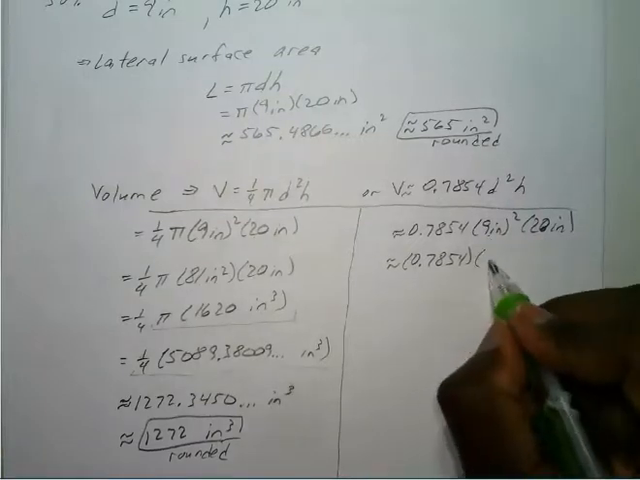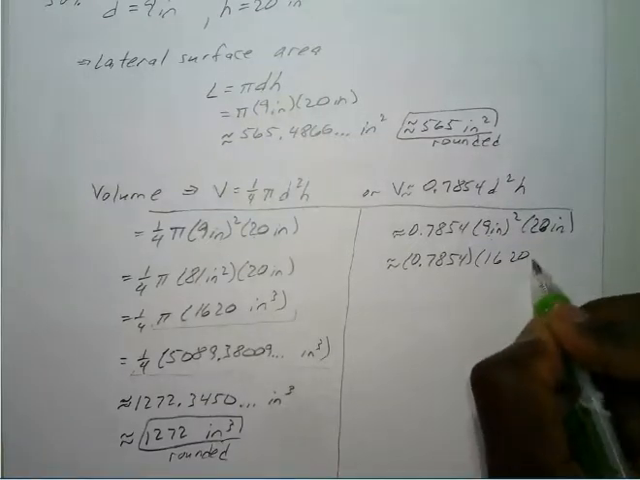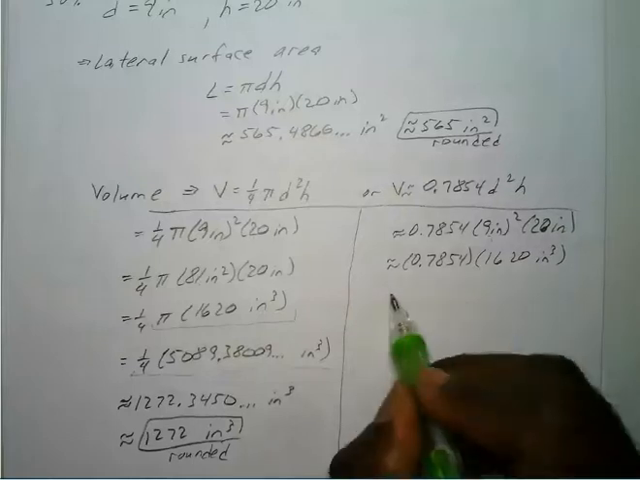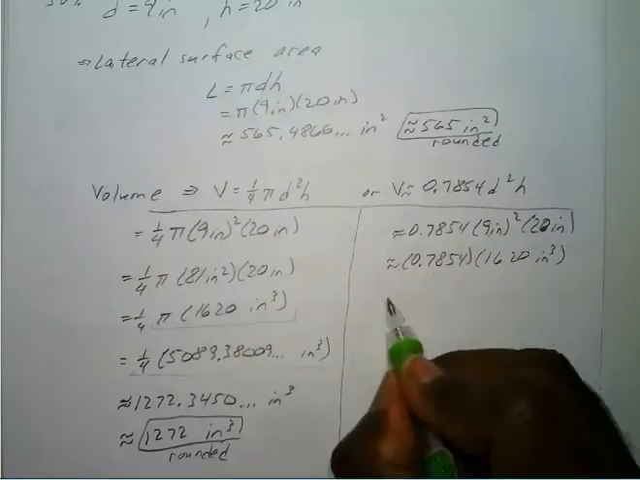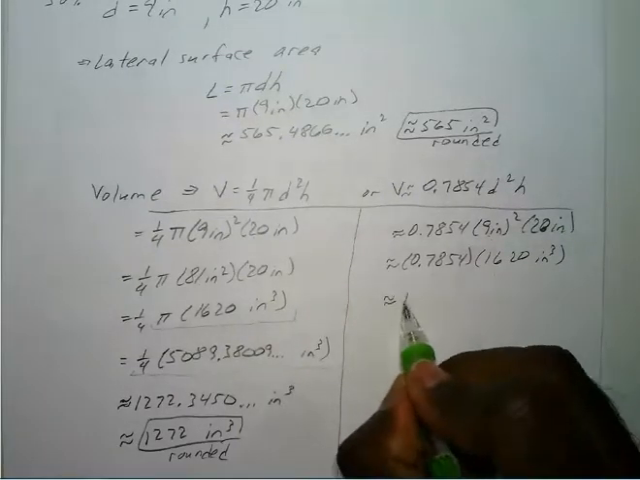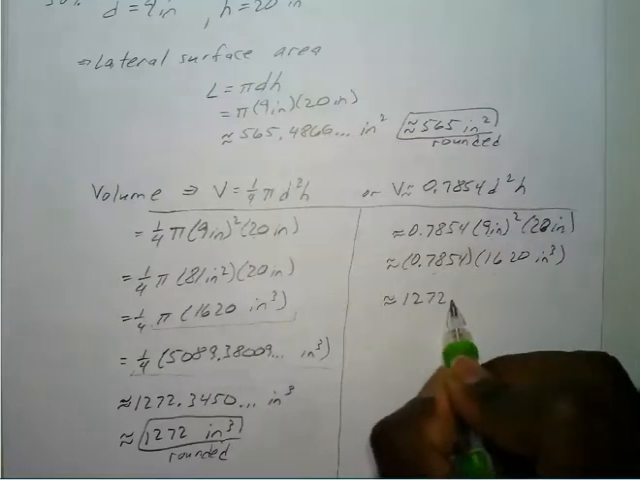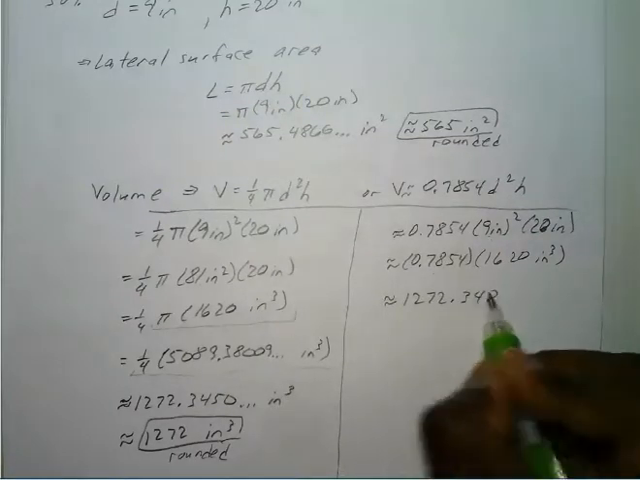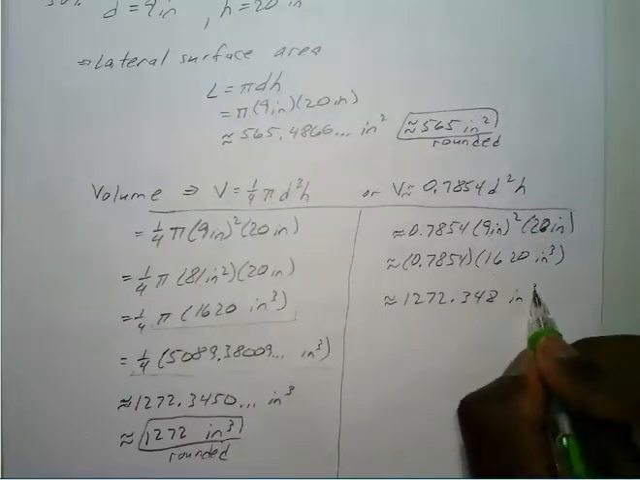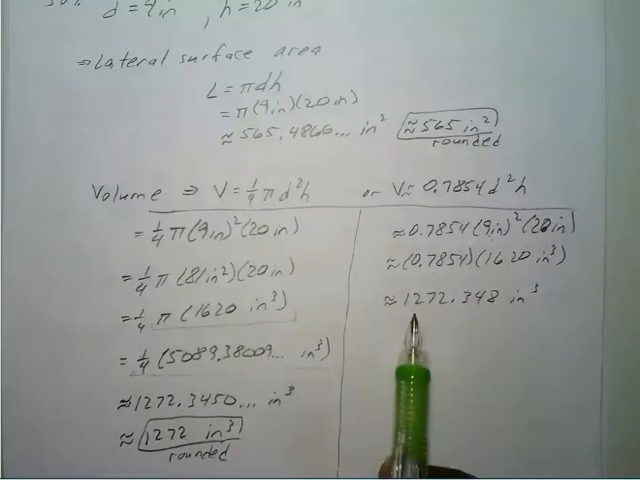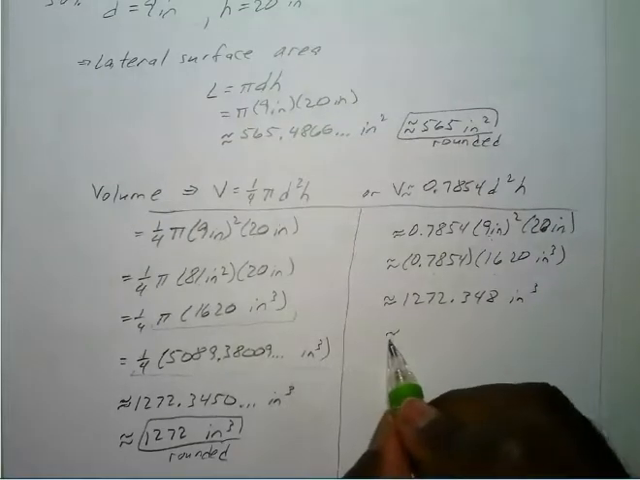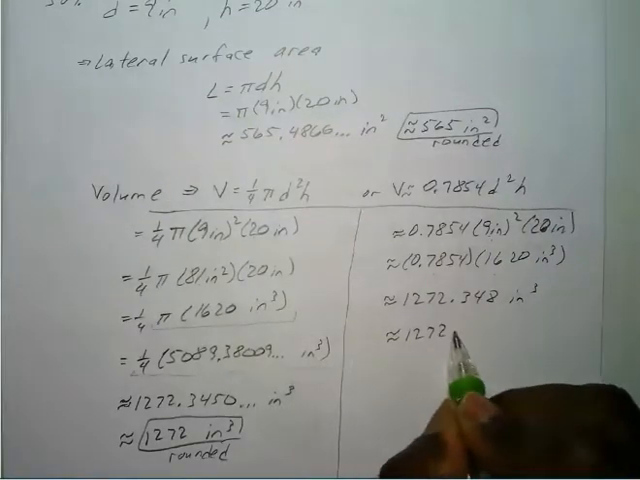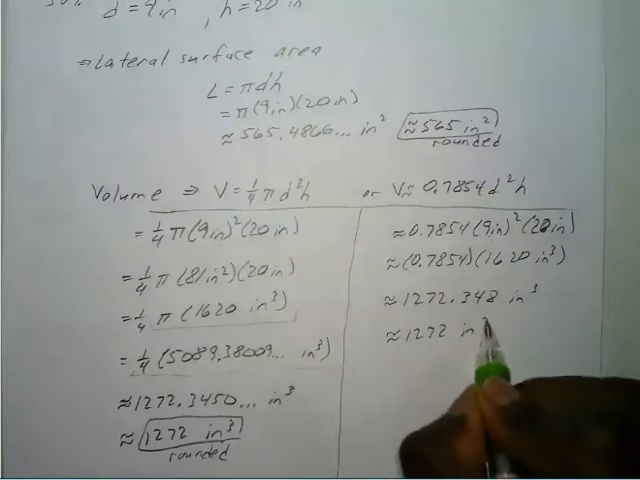Of course, we get 1,620 cubic inches. If we multiply those two together, we get approximately 1,272.348 cubic inches. We round that to the nearest whole number, 1,272 cubic inches.